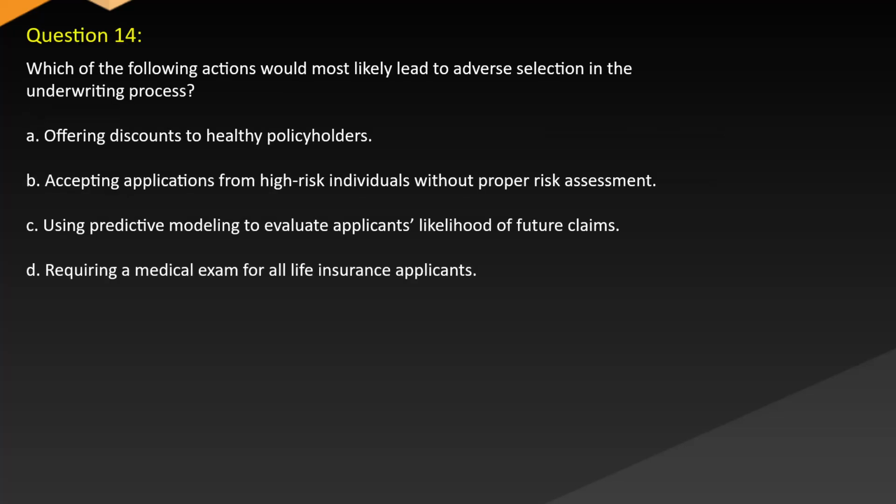Question 14. Which of the following actions would most likely lead to adverse selection in the underwriting process? A. Offering discounts to healthy policyholders. B. Accepting applications from high-risk individuals without proper risk assessment. C. Using predictive modeling to evaluate applicants' likelihood of future claims. D. Requiring a medical exam for all life insurance applicants.